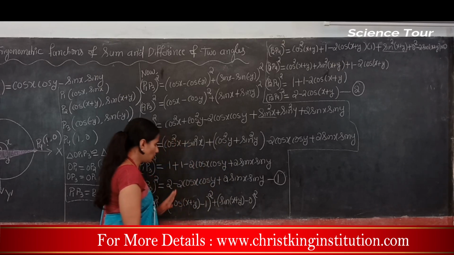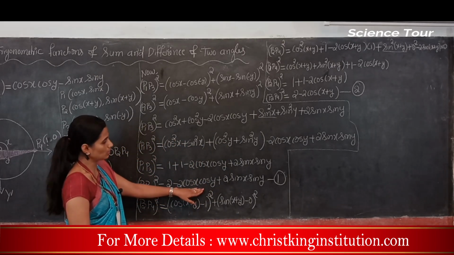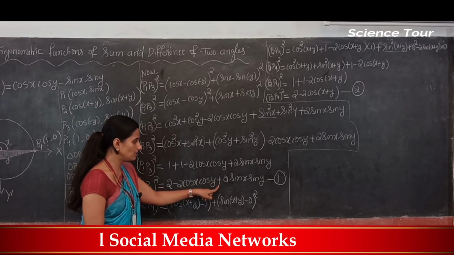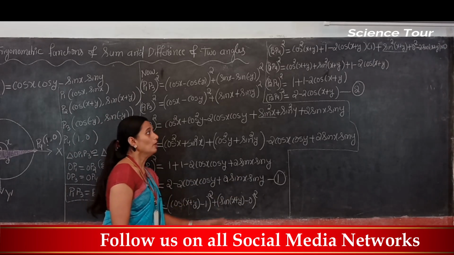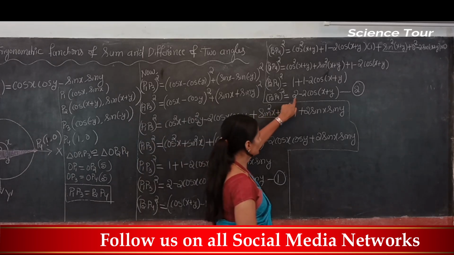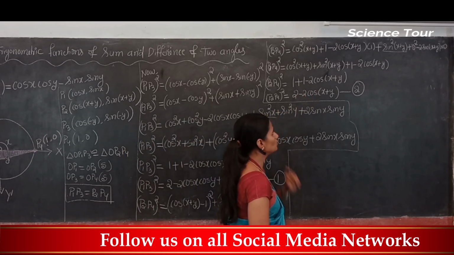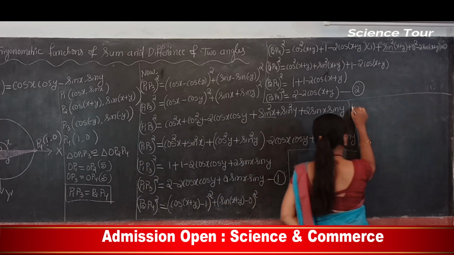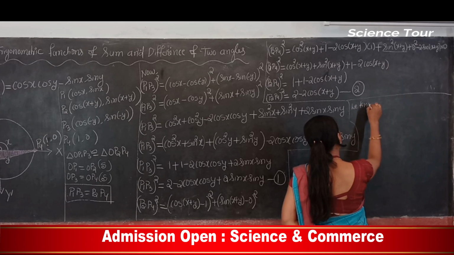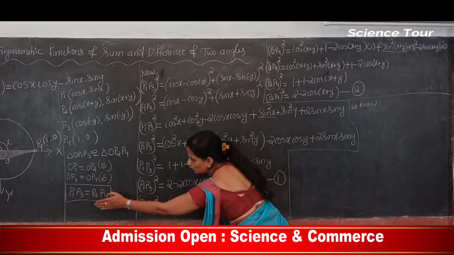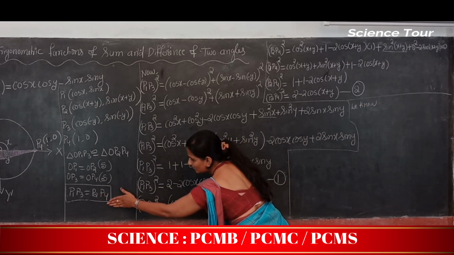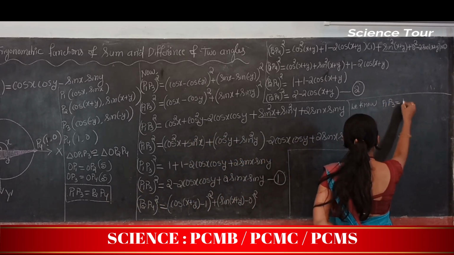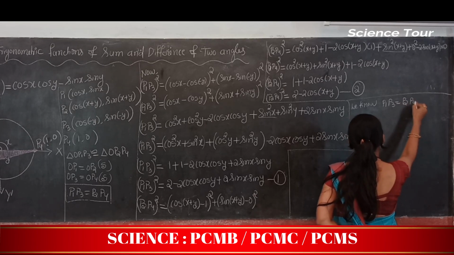Now concentrate on equation number 1. What is your equation number 1? 2 minus 2 cos x cos y plus 2 sin x sin y. What is your equation number 2? Equation number 2 is 2 minus 2 cos (x plus y). Now how to substitute those two equations? I told you to use this concept, right? That is P1 P3 is equal to P2 P4.